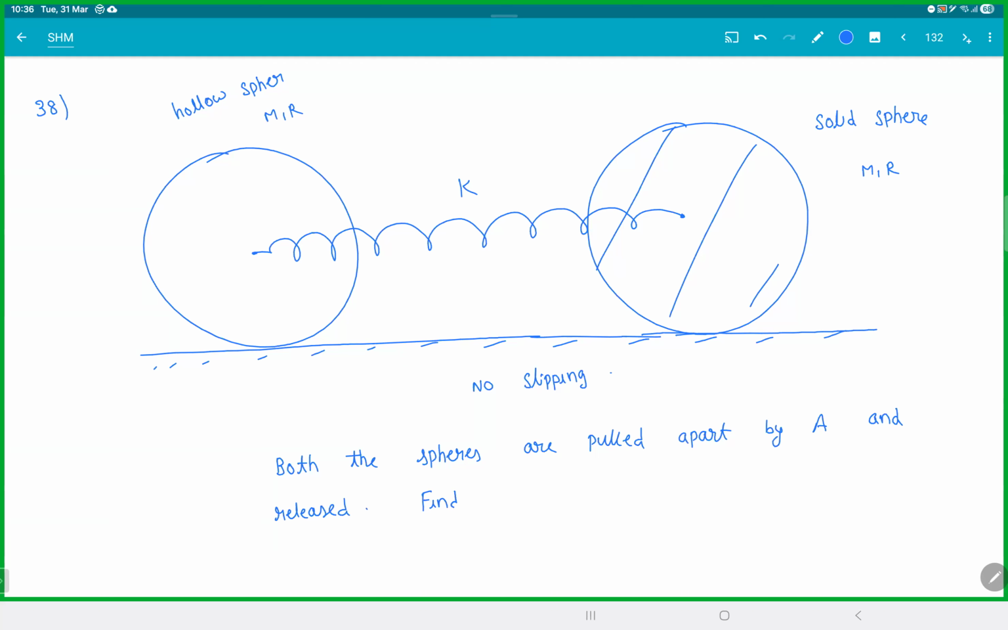This would be a really good advanced one. You need to spend some time, so make sure to try this. I'll give you a few more. Find the amplitude of each sphere. If both were equal, you could have argued it is equal. I'll give you the answer so that if you try, you can verify: 2 pi root over 35m by 46k. So that's your answer. If you got it, then maybe your method is right.